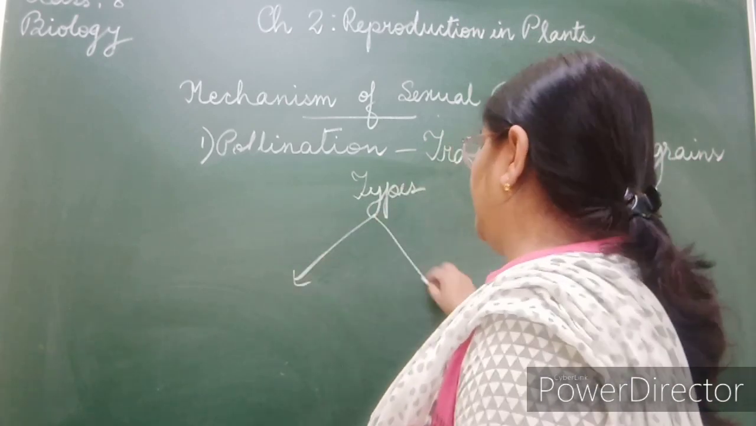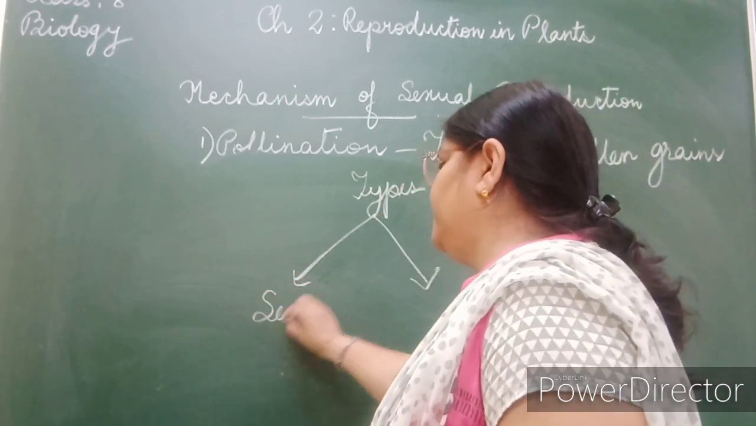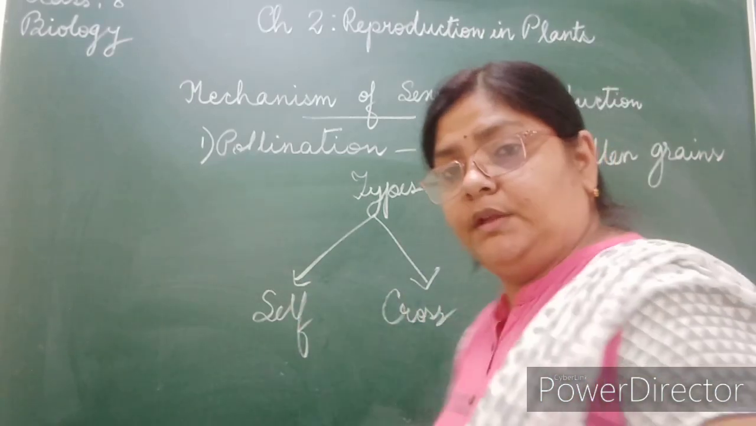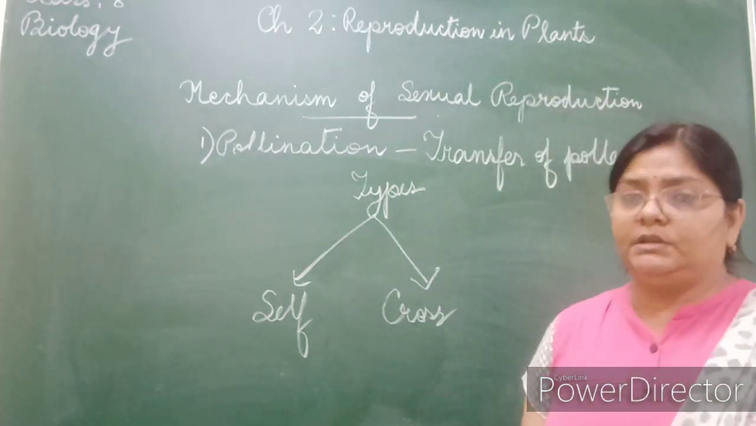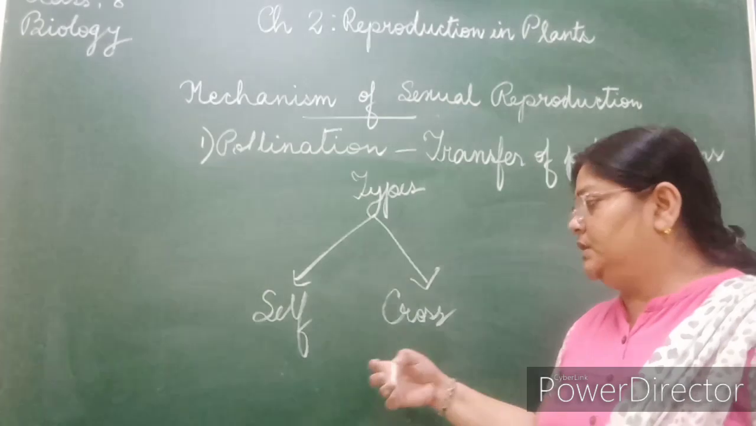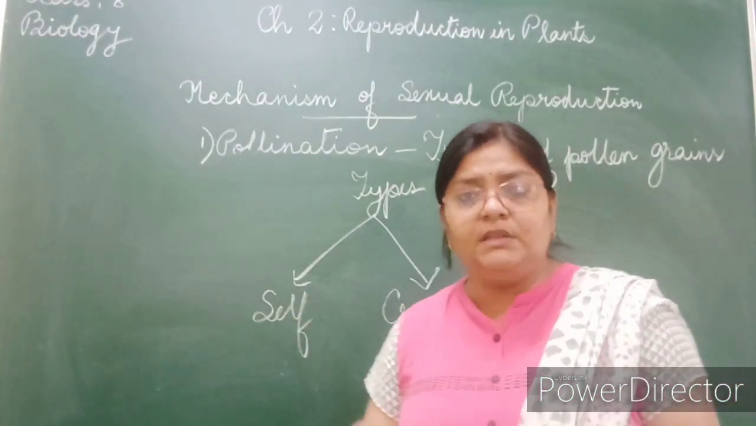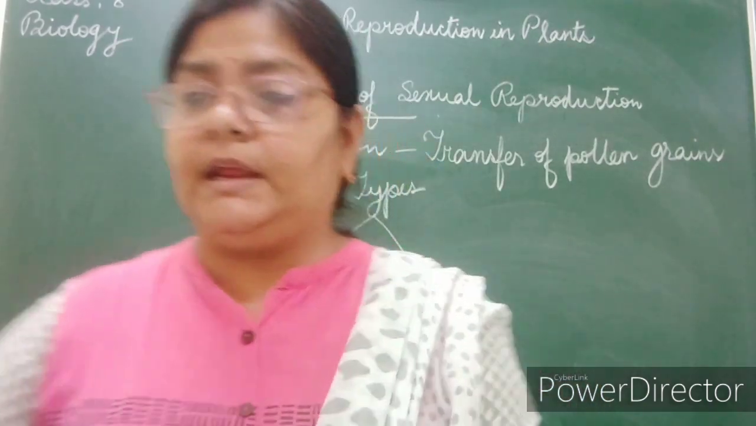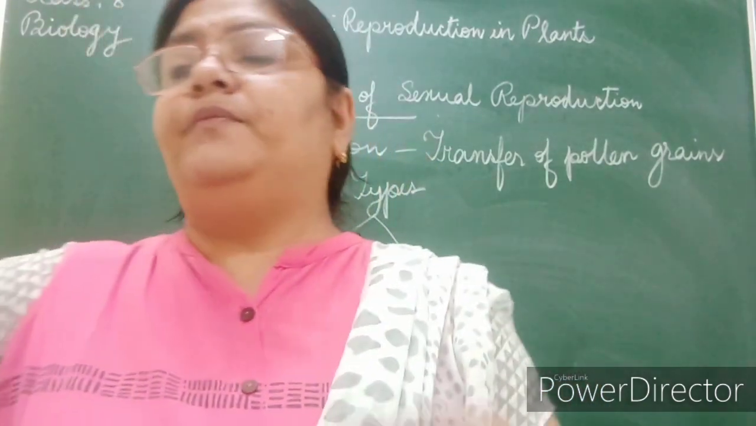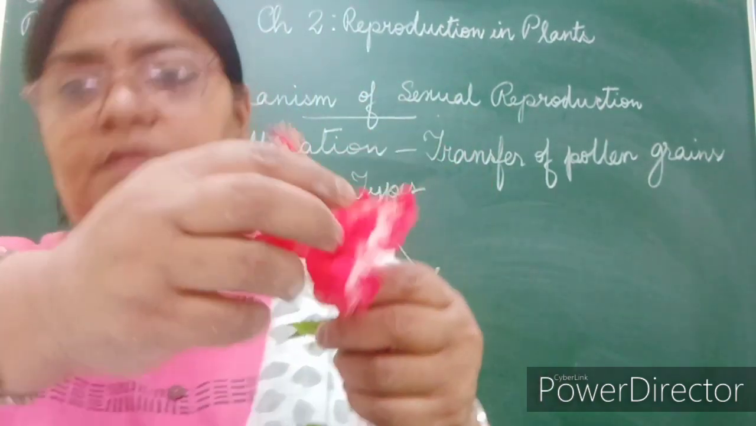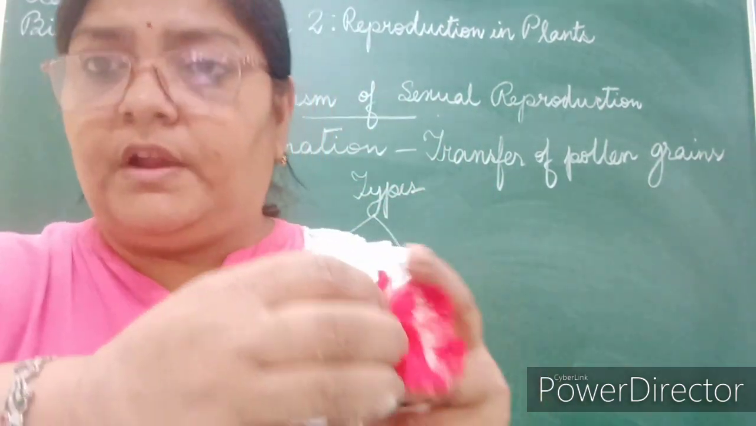The two types of pollination are self-pollination and cross-pollination. Now self means own. So in self-pollination, what happens? The transfer of pollen grain occurs within the same flower. It can happen only in a bisexual flower, where both the male and female parts are present.